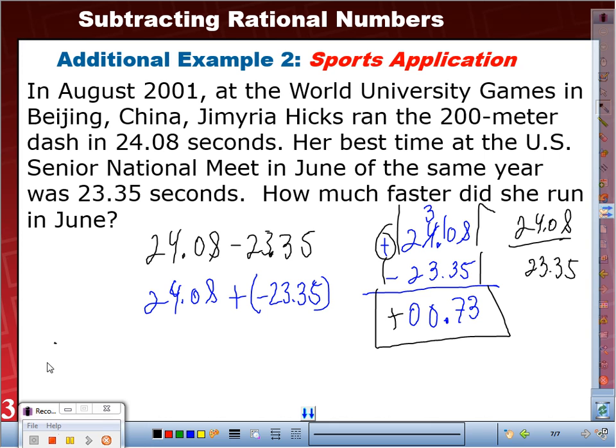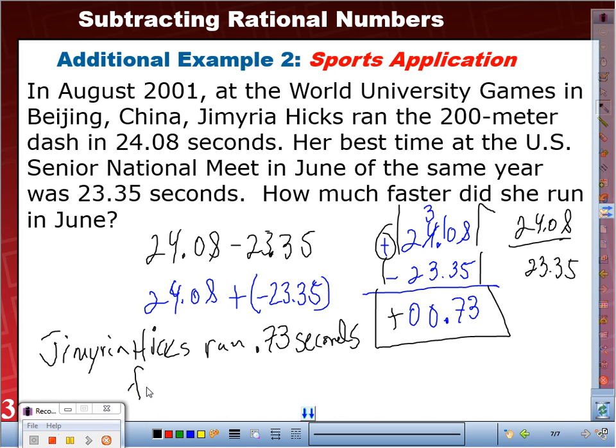So, you write a sentence. Jamira Hicks, be nice, ran 0.73 seconds faster in June. 0.73 seconds is almost 1 full second. Is that correct? It's not 1 second, it's 0.73. It's almost 1 full second. Are you with me? Okay.